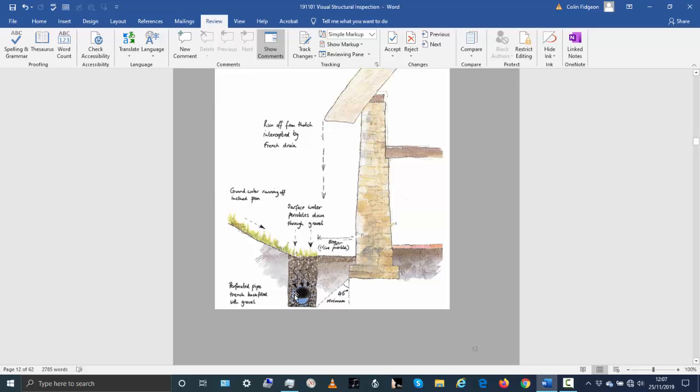And this drain should be laid to a fall. So the formation level should be laid to a fall into a positive drainage system, so the rainwater can get away. There's no point in digging a hole and just creating a sump. That rain has to be able to get away. So that's the most effective way.